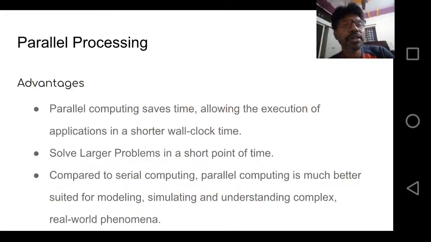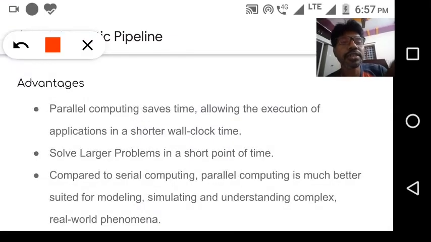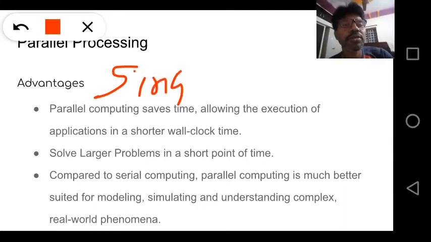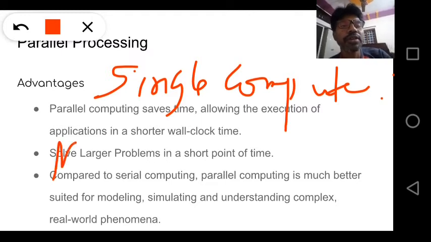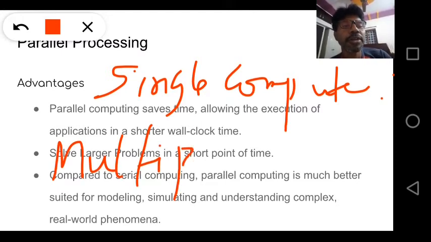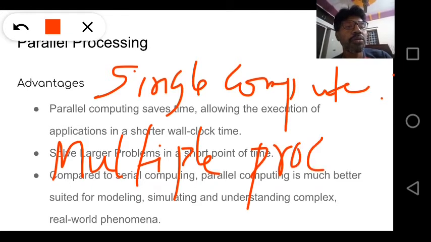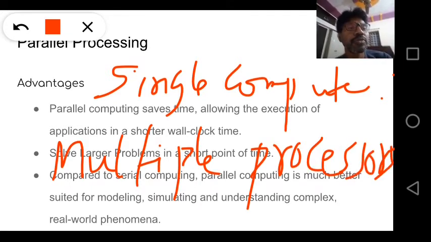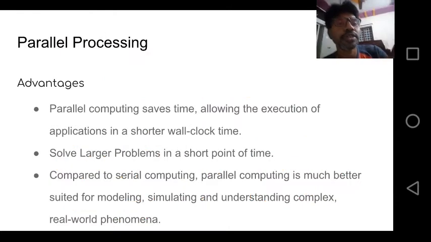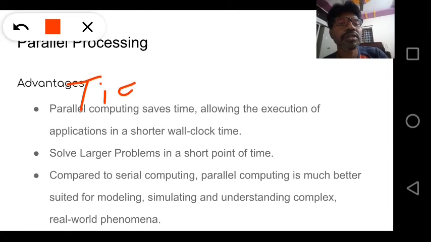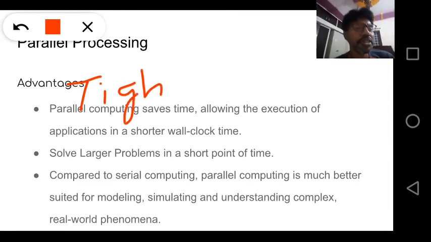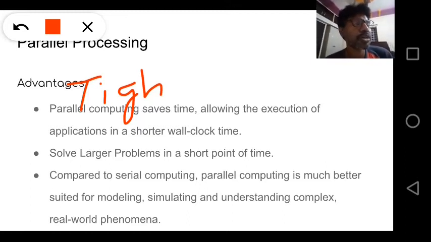But the parallelism can also be implemented, as I said, in a single computer having multiple processors. This is most important. Before understanding the advantages of parallel processing, it is really important to recap what is meant by parallel processing or parallel computing, and how it is implemented.